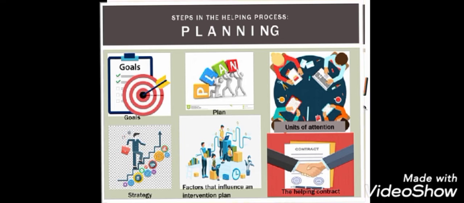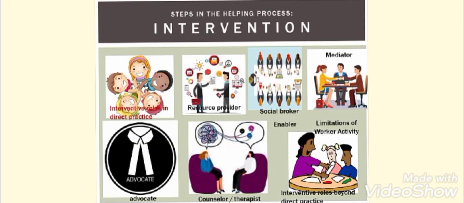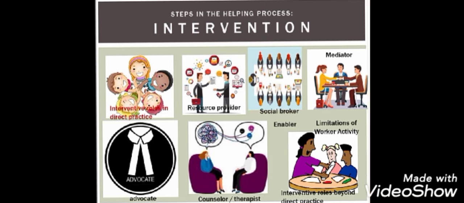So next we have intervention. In this step, we could identify that intervention involves rendering all the specific and interrelated services appropriate to the given problem situation in the light of assessment and planning. With these, we have interventive roles in direct practice: resource provider, social broker, mediator, advocate, enabler, counselor or therapist, limitations of worker activity, and interventive roles beyond direct practice.